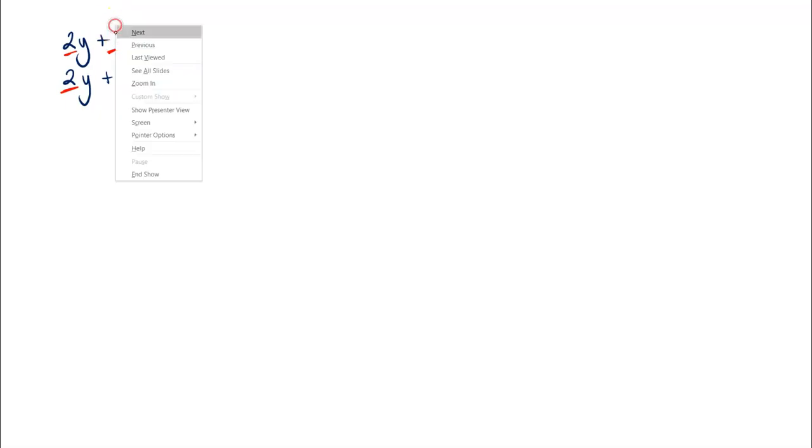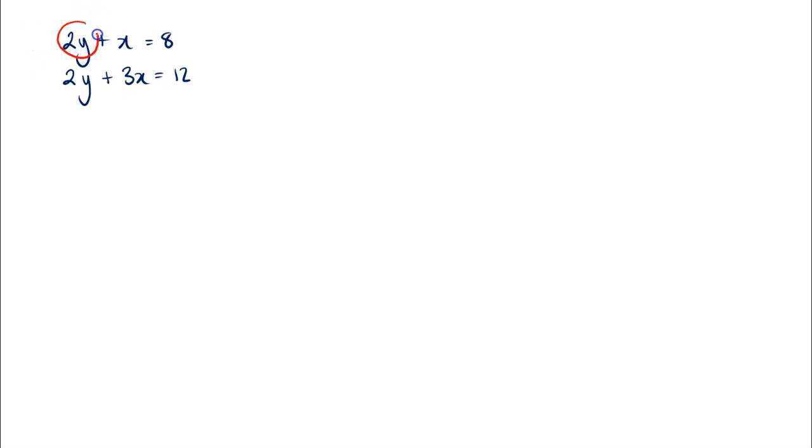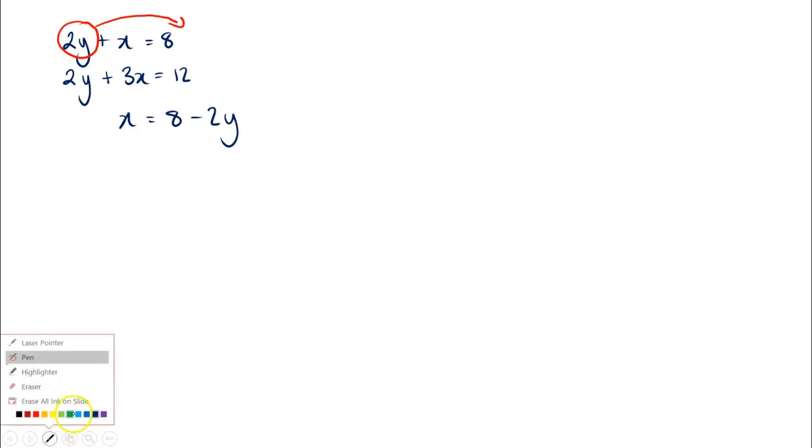We can use the fact that we have just 1x there in order to rearrange this equation to get x to be the subject. It's very easy. Focusing on that top equation, I'm going to take this 2y onto the other side, and I'm going to subtract 2y from both sides. So that first equation now becomes x is equal to 8 minus 2y. Now we've got x as the subject, I can substitute it into the second equation. So you'll see x is equal to 8 minus 2y, and I'm going to put that in here instead of this x.